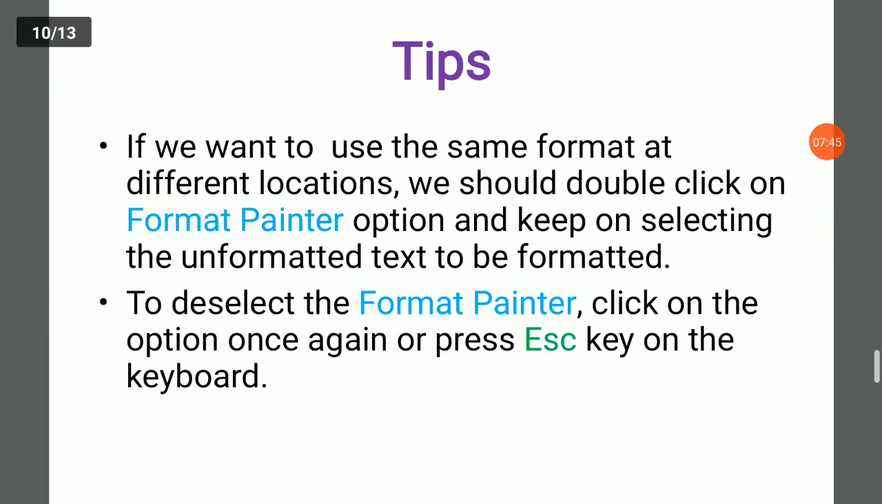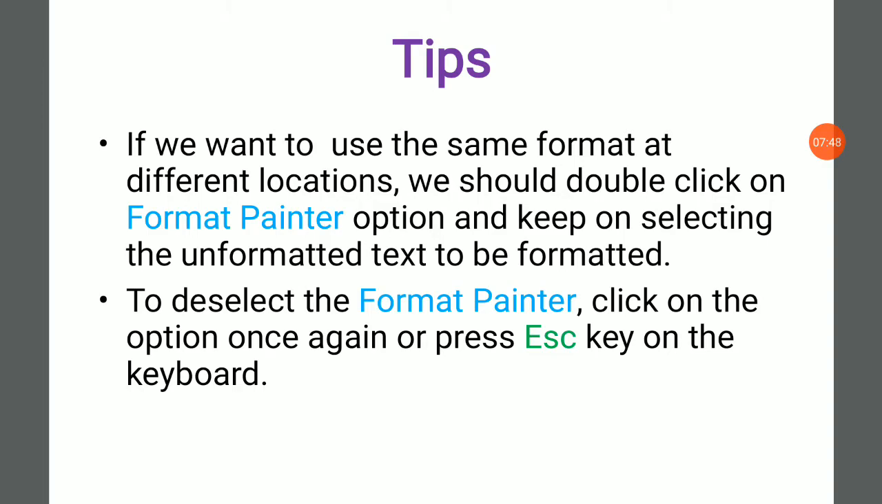There are some tips you need to follow. If we want to use the same format at different locations, we should double click on the Format Painter option and keep on selecting the unformatted text to be formatted. To deselect the Format Painter, click on the option once again or press the Escape key on the keyboard. Basically, if you want to deselect this Format Painter option, you need to press the Escape key.